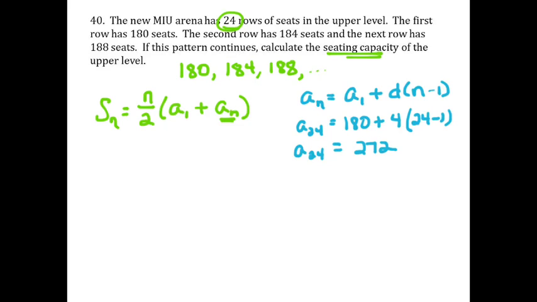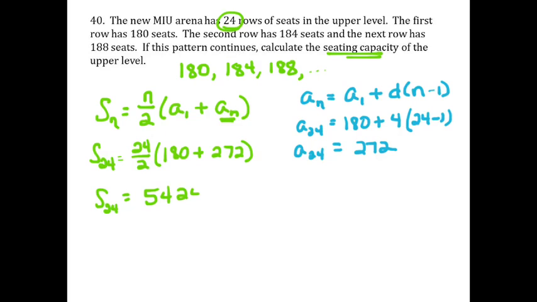So now I can go back to my sum formula. We've got all the information we need for this now. The sum of the 24 rows is going to be equal to 24 divided by 2 times the first term, which is 180, plus the 24th term, which we just figured out is 272. And then we can put all of that in the calculator, and we get that there are 5,424 seats in the upper level of the arena.